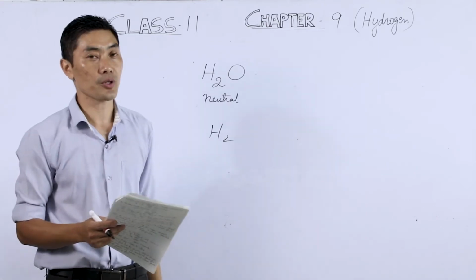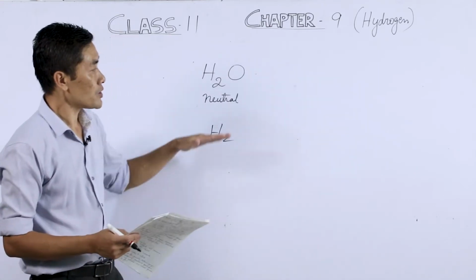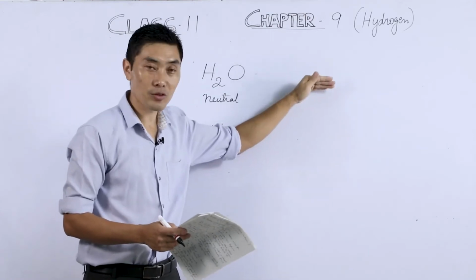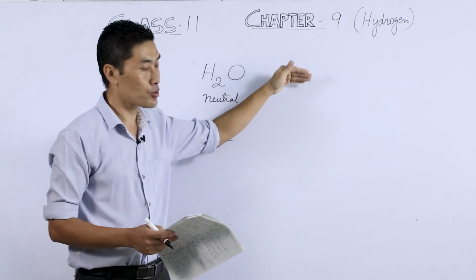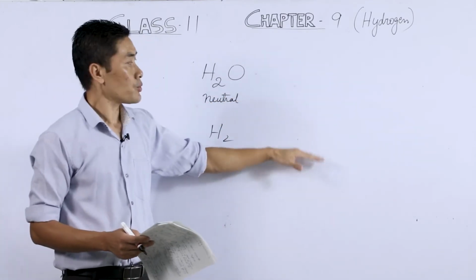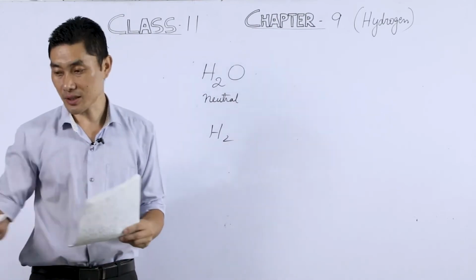with any group. That is why, if you see in the periodic table, hydrogen will be placed at the top of group 1, on the left side, but it is separated from group 1 also to indicate its distinctive nature.